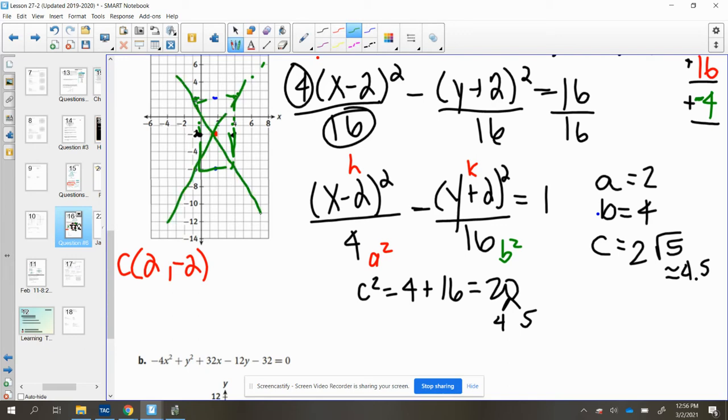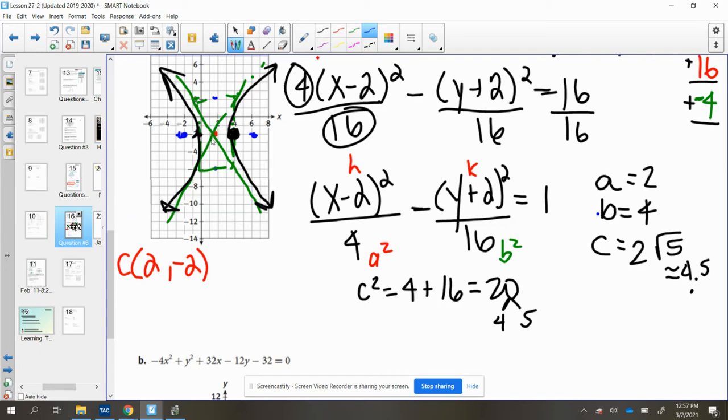And again, we're going to start at these vertices, and we're going to go along here to the right and the left. And then our foci are going to be inside there, this is where the 4.5 came into play. Our foci are inside there. We're going to go about 4.5 units from the center each way. So that would be here and here. Okay, because again, kind of like the parabola, the foci are inside.